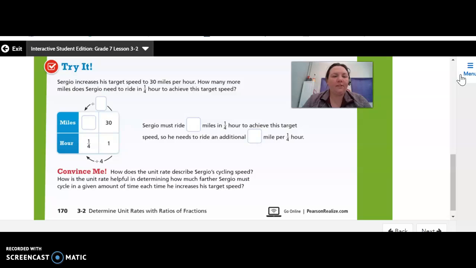So Sergio increases his target speed to 30 miles per hour. How many more miles does Sergio need to ride in a quarter of an hour to achieve this target? So notice now we're starting with 30 miles per hour. And to turn 1 into 1/4, we need to divide by 4. Whatever we do on the bottom of our proportion, we have to do in the top, which means we're going to take 30 divided by 4.